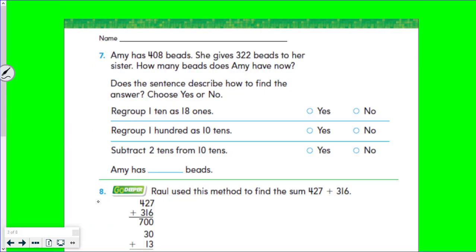Amy has 408 beads. She gives 322 beads to her sister. How many beads does Amy have now? So go ahead and solve that problem, right? She gives them away, so we're subtracting. Pause your video and subtract.